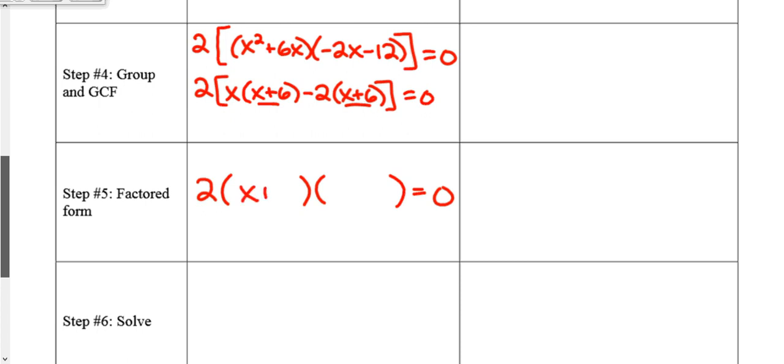So remember, I carried down that 2 so I wouldn't forget it along the way. So that was my greatest common factor from step 1. Then x plus 6 is one of my factors. The other one is your 2 GCFs, x minus 2.